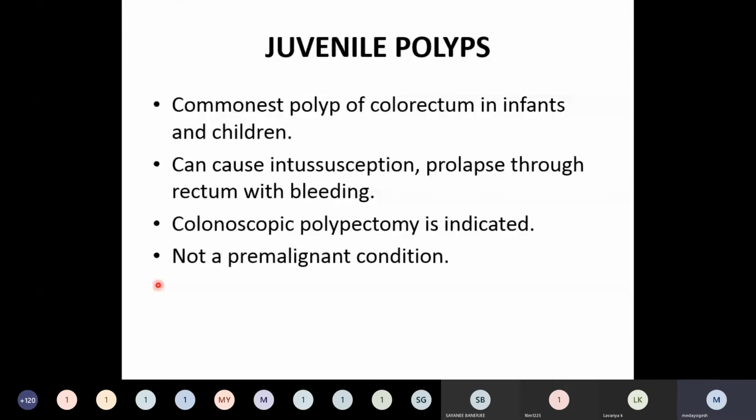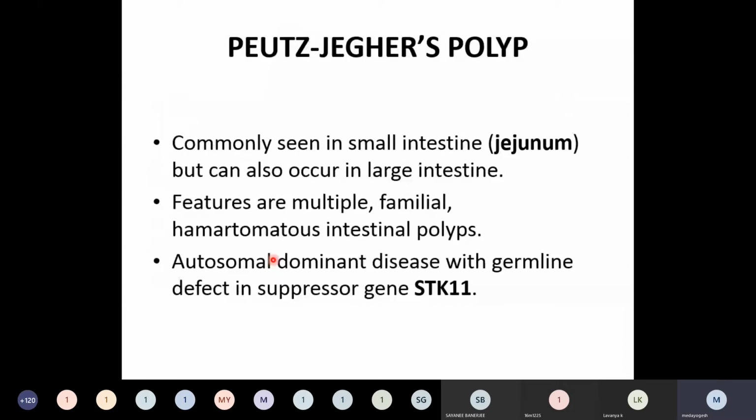Investigation wise, a colonoscopy is mandatory to look for the site of the polyp and the distribution of the polyps, and polypectomy is indicated if it is symptomatic and causing bleeding. It has to be kept in mind that the juvenile polyp is not pre-malignant, unlike the Peutz-Jeghers syndrome, which can turn into a malignant condition. So coming to the Peutz-Jeghers polyp.